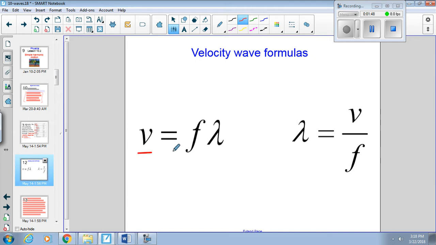Okay, so the velocity wave formula. Velocity, or speed, is equal to the frequency, which is, remember, 1 over T, times the wavelength, which is crest to crest, trough to trough, or a lambda, which looks like a Y that has been flipped upside down. Or you can rearrange that in one of two other ways. Here's one of them, equaling wavelength.